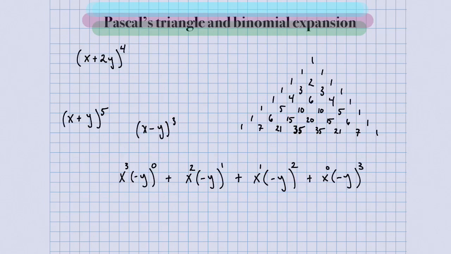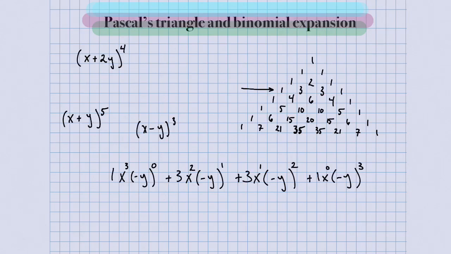Okay, using our same pattern as before, it's decreasing by 1 on the x exponents and increasing by 1 on the negative y exponents. Next thing we want to do is we want to look here, where is in Pascal's triangle, where is the number 3, the second one in? So it's going to be this row here. And those are going to be our coefficients. So this 1, this 3, and the 1 are going to just go on down here. So we got a 1, a 3, and a 1.